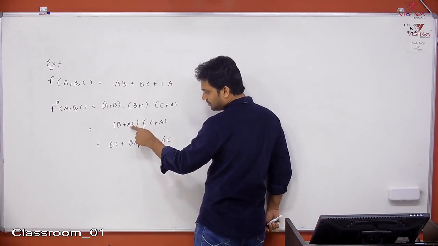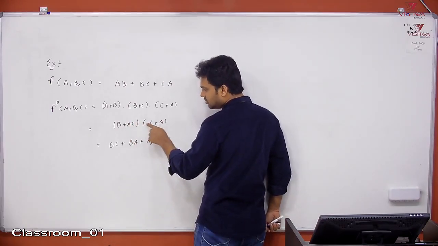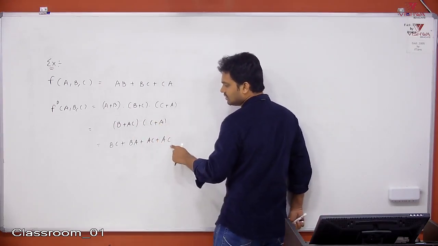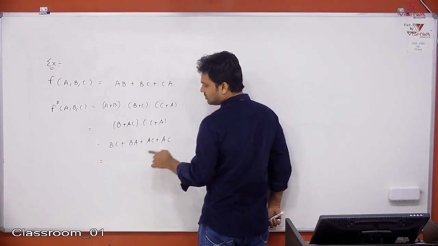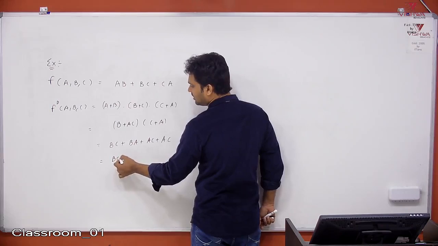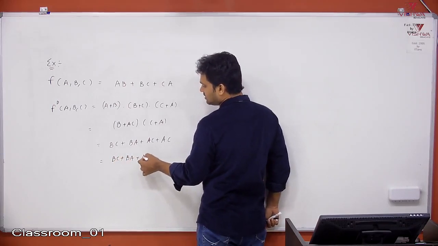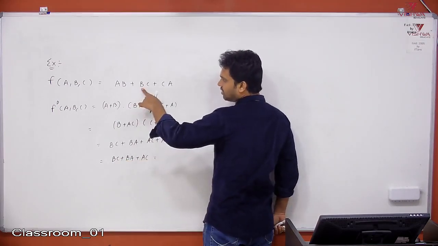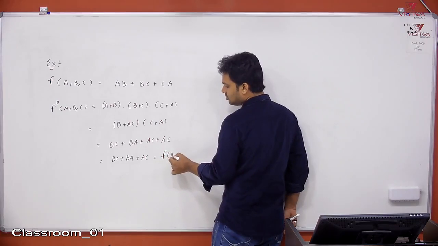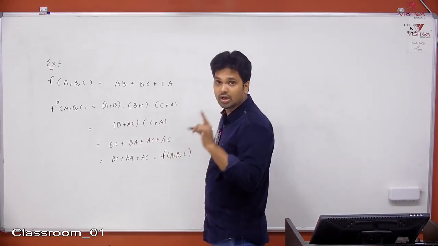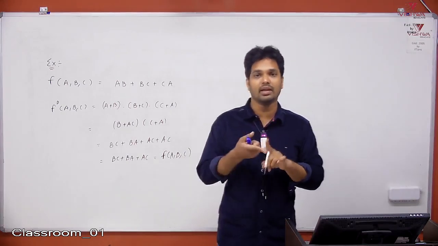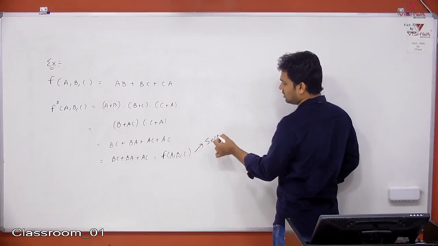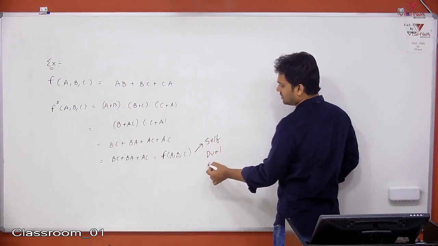Is it clear what I am saying? AC into C. C into C is again C, no? So AC. AC into A, A into A is again A. That's why AC. So AC plus AC is AC only. So what is the answer? BC plus BA plus AC, which is nothing but AB plus BC plus AC, which is the same as your original expression. So here after dual also I am getting my expression back. This is called a self-dual expression.